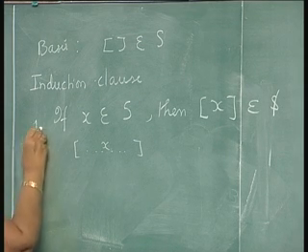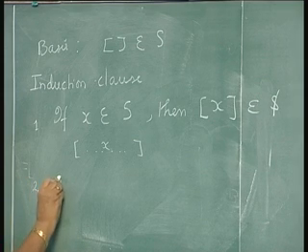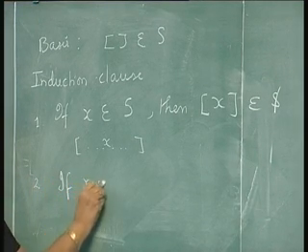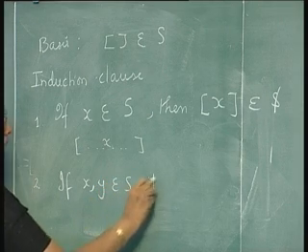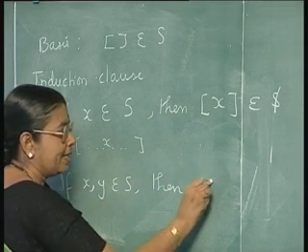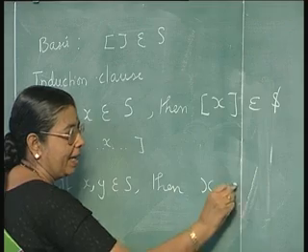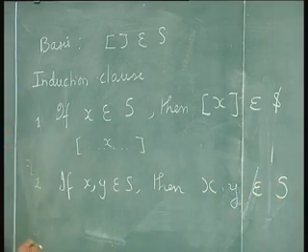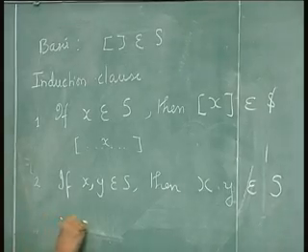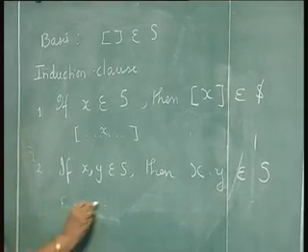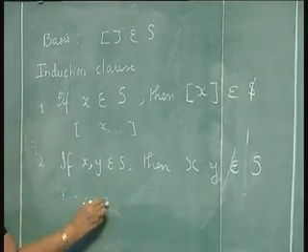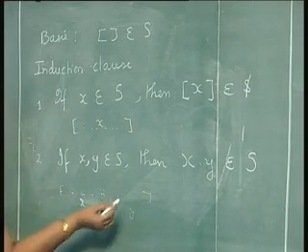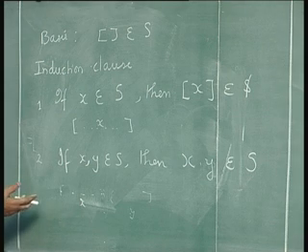This is one, and another one is, if X, Y belong to S, then X concatenated with Y, or X by the side of Y, belongs to S. That is, if you have a well formed string of parenthesis here, then placing by its side another well formed string Y gives you a well formed string of parentheses.